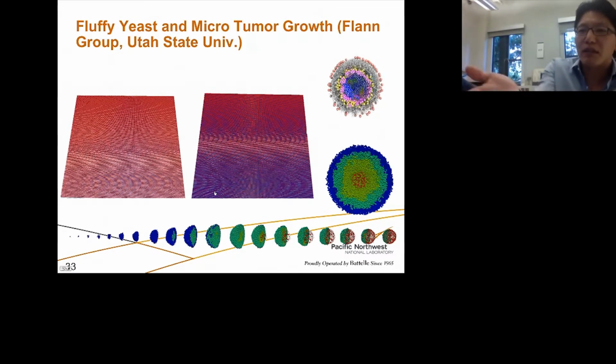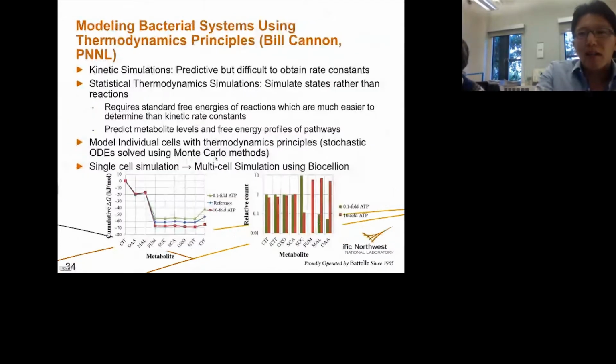And Bill at PNNL is building maybe the most complicated single-cell model we have, and he's trying to model single-cell behavior based on thermodynamics rules instead of using some kinetic modeling, some kinetic reactions. And in this model, even simulating a single cell can be pretty expensive, but using Biocellion and using large parallel computers, he can scale this to a multi-cell simulation. So that is the current status of Biocillion.